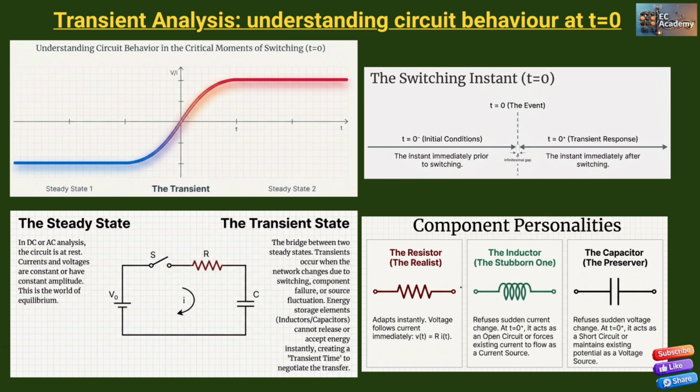Now let us understand the component personalities. Here we'll understand how our components react to the shock of switching. First we have a resistor, which is realistic. It adapts instantaneously. The voltage follows the current immediately in the resistor. The inductor is a stubborn one, which means it refuses a sudden change in the current. If 2 ampere were flowing before the switching, 2 ampere must flow immediately after switching. That is the personality of the inductor.